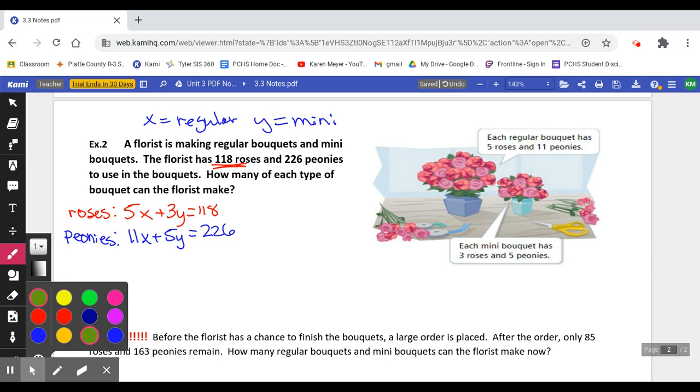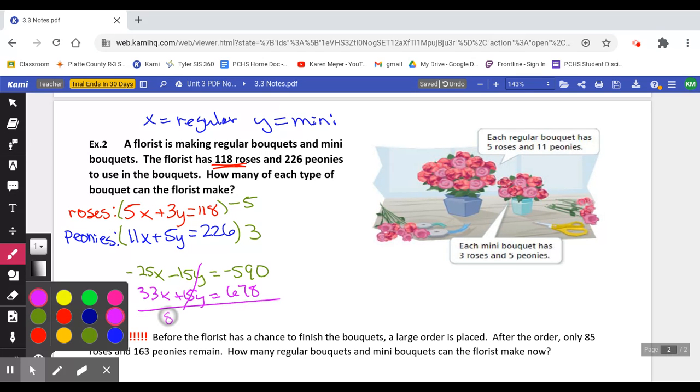All right, so now we just get to pick a letter to get rid of. So this time, let's say we get rid of y. So 3 and 5 will both go into 15. So multiply the top one by 5, the bottom one by 3. But they're both positive, so I need one of them to be negative, so I choose the top one. So that will give me negative 25x minus 15y equals negative 590. The bottom would be 33x plus 15y equals 678.